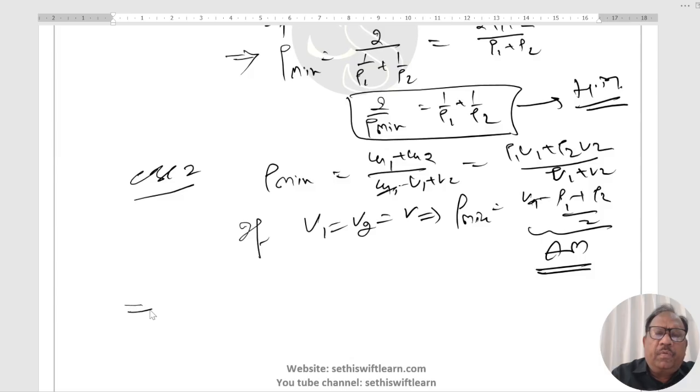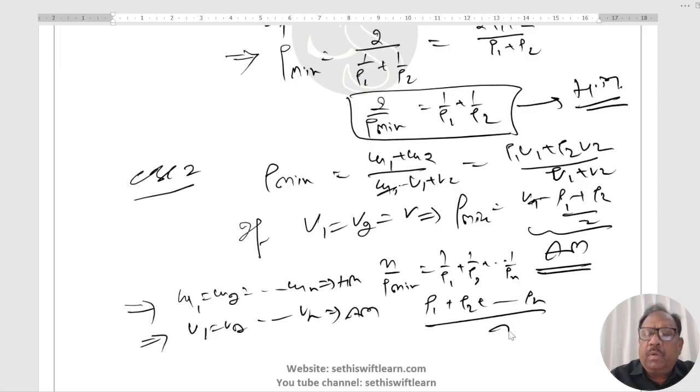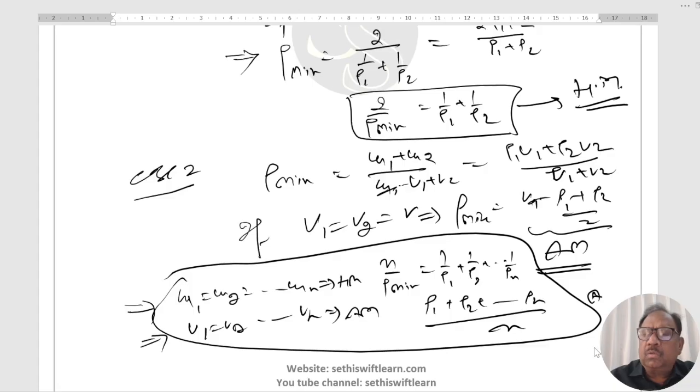These are the basic concepts that have been discussed. If masses m1 equal to m2 equal to mn, harmonic mean: n over rho mixture will be 1 over rho 1 plus 1 over rho 2 plus 1 over rho n. And if v1 equal to v2 equal to vn, arithmetic mean, that is rho 1 plus rho 2 plus rho n divided by n. This is the harmonic mean. This is the arithmetic mean. These are the two concepts applicable in this question.